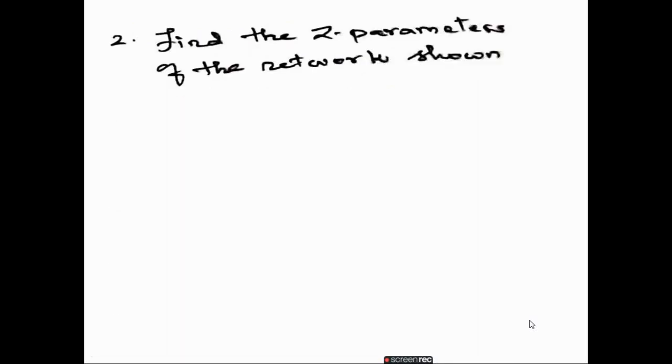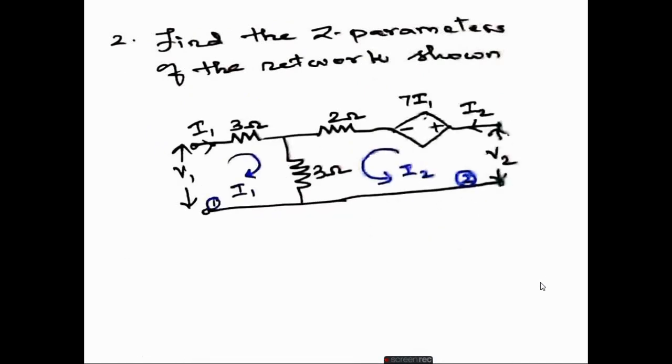Now let us go to the next problem. Find the Z parameter for the network shown. In this case, they have given the network, and once we form the voltage equations for this, the coefficients associated with currents give you the impedance parameters.